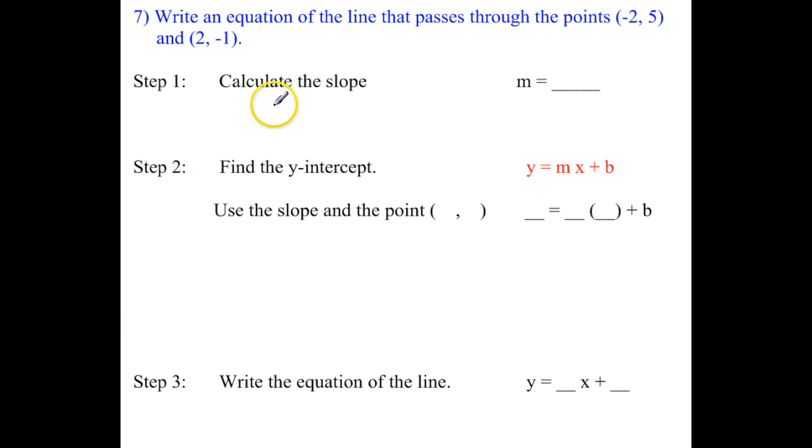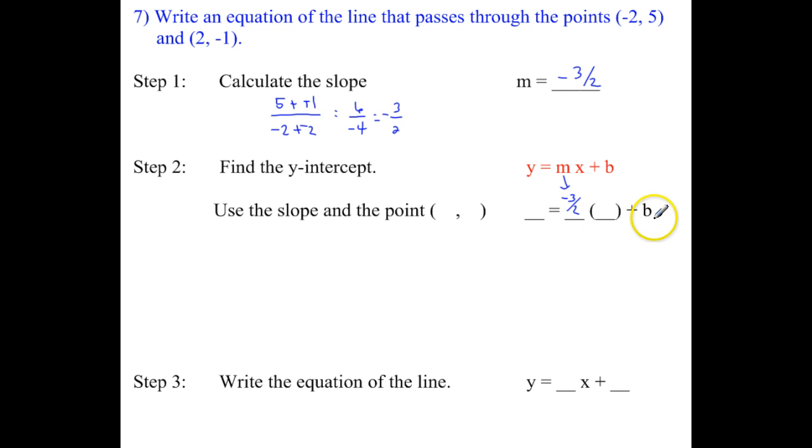So again, I've written our 3 steps going down the side here. Our first step is going to be to calculate our slope. So I'm going to subtract my y values, 5 minus a -1. And in my denominator, I'm going to subtract my x values, -2 minus 2. I'm going to get 6 over a -4. Again, I want to reduce that to 3 over 2, and it's negative. Remember, if I have 1 negative, that means my slope is negative. If I have 2, my slope is positive. So there's my slope.